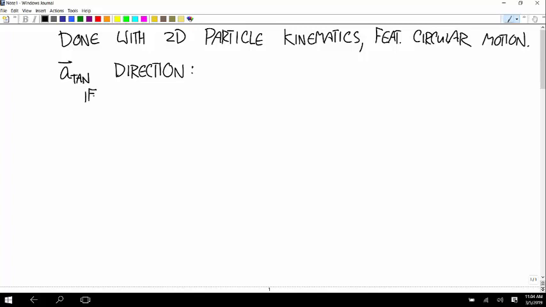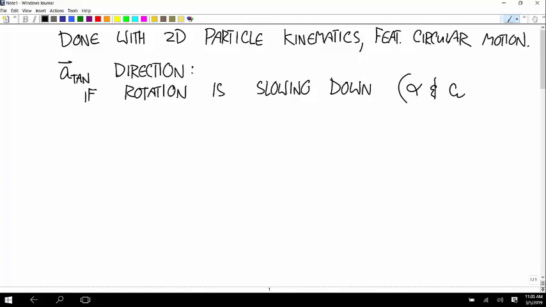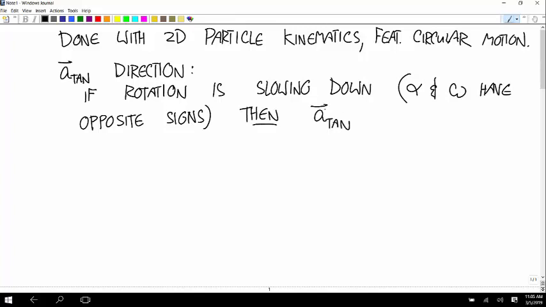Okay. Yep. So if the rotation is slowing down, then equivalently, alpha and omega have opposite signs. Then the tangential acceleration is opposite the velocity.